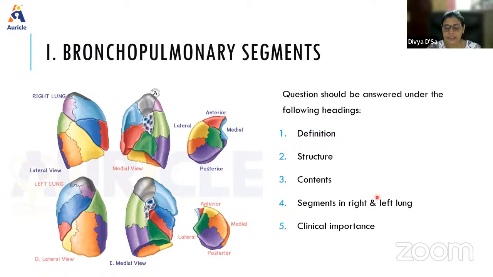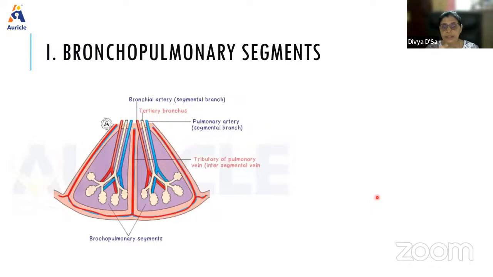So what are its characteristic features? One is, it is a subdivision of the lobe of the lung, so it forms a part of the lobe. We have two lobes on the left side, three lobes on the right side, right? So lobes are further subdivided into segments. Then it is pyramidal in shape, with the base directed towards the surface of the lung, and the apex directed towards the hilum of the lung.